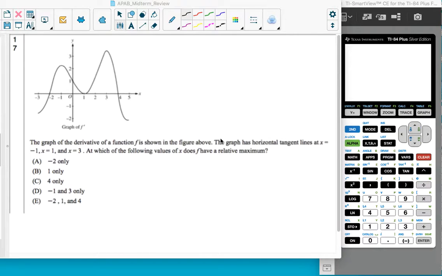All right, this is AP AB Calculus, and we are doing the midterm review. This is number 17, which is a calculator active multiple choice, but the calculator is useless in this problem, and we've seen that before in a couple problems.